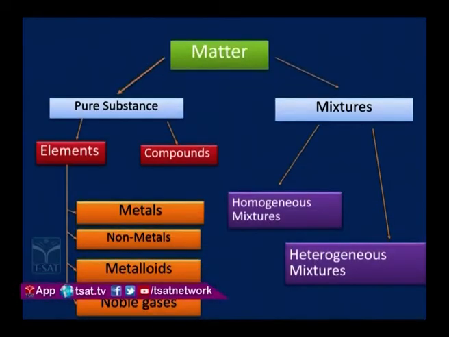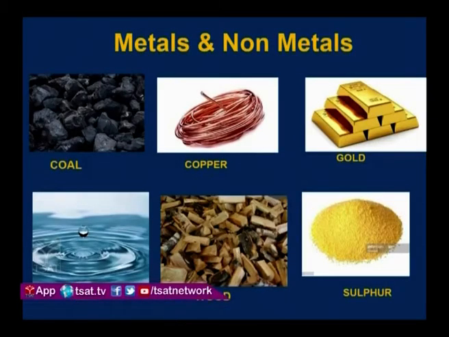Before that, children, let me show you a slide in which some pictures are there. You need to identify them as metals and non-metals. Okay, children? So, right, here copper is a metal. Gold is also a metal. Coal and sulfur are non-metals. Water is neither a metal nor a non-metal. Wood also is neither a metal nor a non-metal. Water is a compound and wood is a mixture.